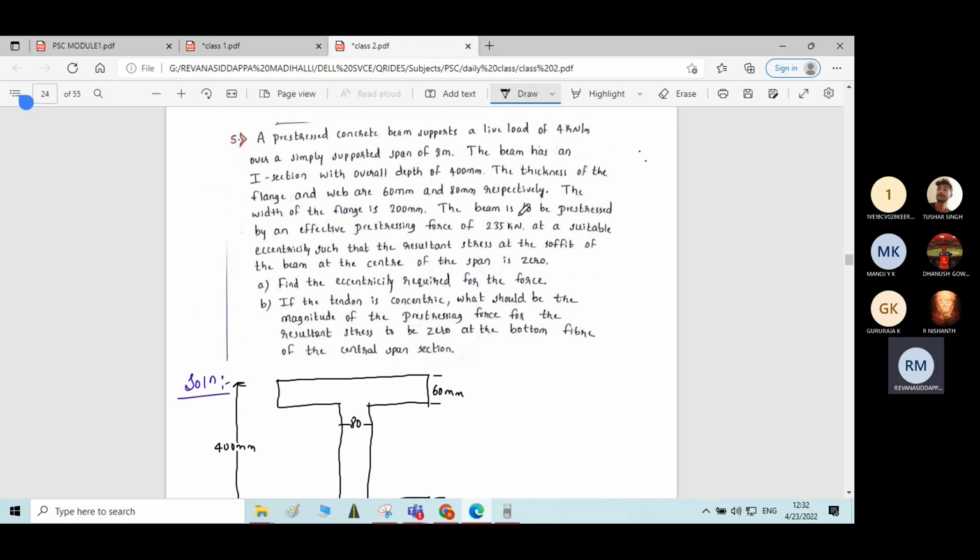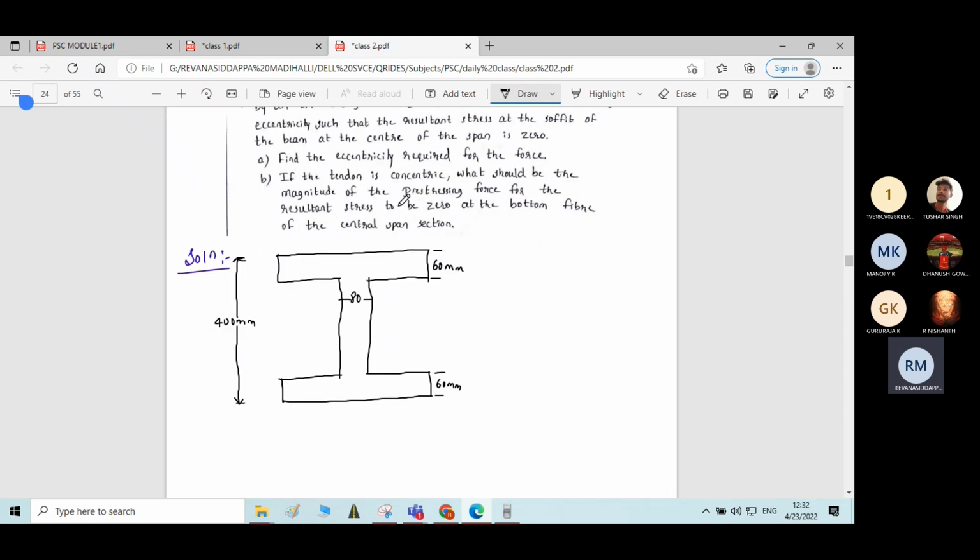Then width of the flange, how much he said? 200 mm. Width of the flange is 200 mm. Here also it is 200 mm. It is a symmetric section, correct? It is a symmetric section.